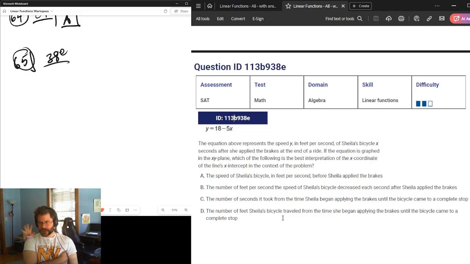The number of seconds it took. The x coordinate of the x-intercept. Yeah, it's the number of seconds it took, so C.